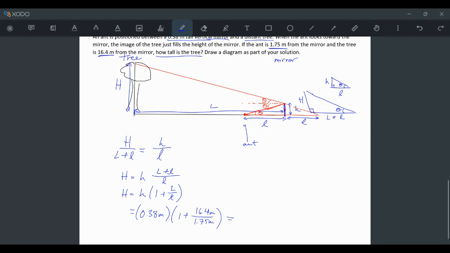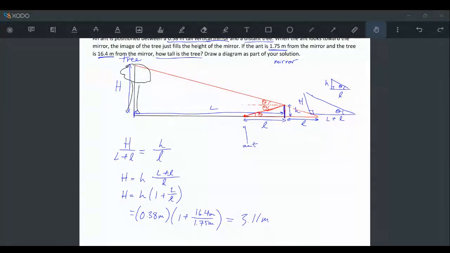So I believe we put that into our calculator, we will get 3.11, I think is what I have written down here. It's a 3-meter tree, pretty typical tree height. Sounds reasonable, units all work out, so I'm pretty happy with that.